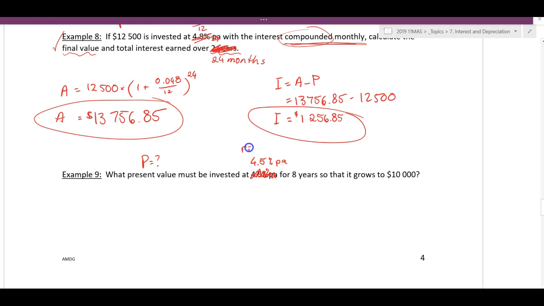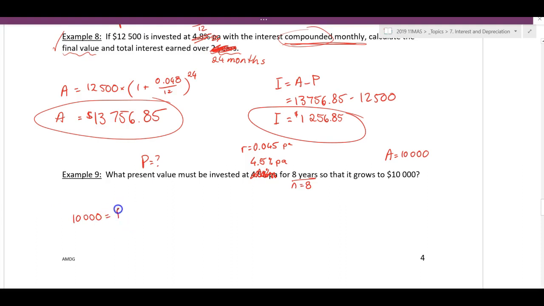I can say that R equals 0.045 per annum, and N equals 8. A equals 10,000. So this is pretty good. Nothing overly complex here. We do have to work backwards. So we write out our formula, replacing anything that we know already. So instead of A, I'll say 10,000.